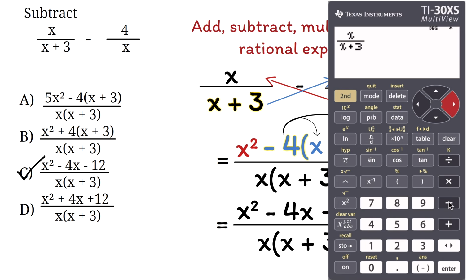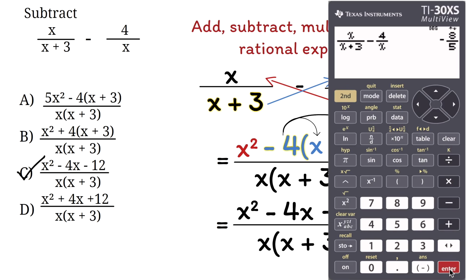Please, it's important you learn to use these arrow keys because if you don't do it right, you will be inputting your values in the wrong place. Then we press our minus. We follow the same idea to input the 4 over x. Then we press enter. We have negative 8 over 5. So we are looking for the answer option that will also give us negative 8 over 5.